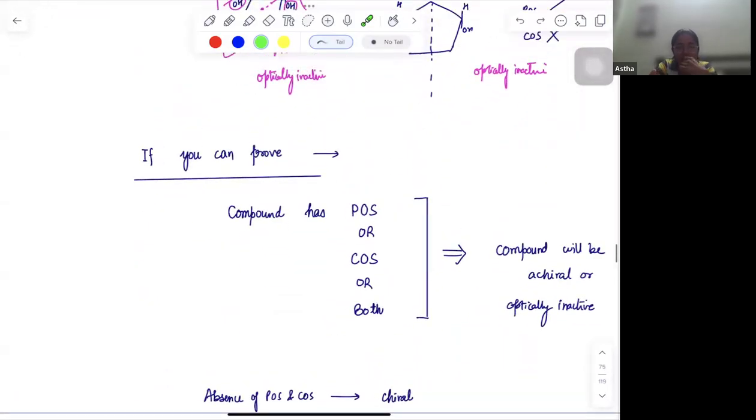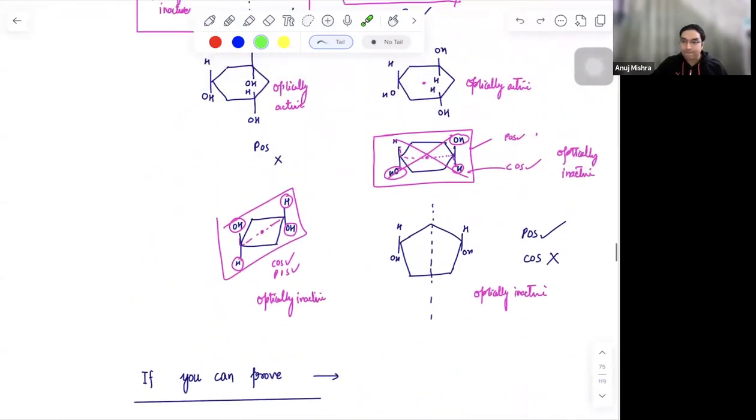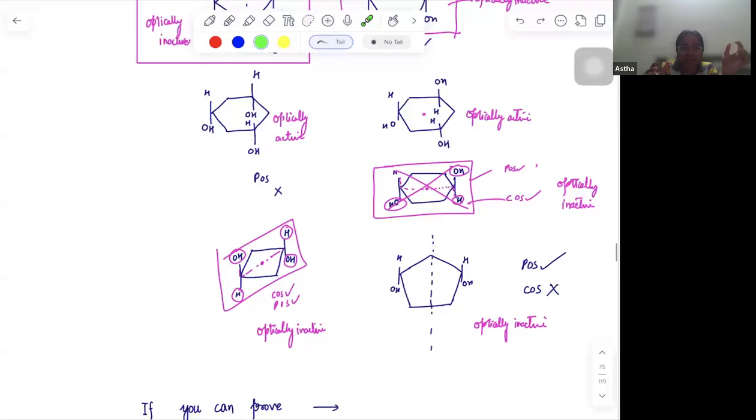Sir, can you scroll up? I had a doubt. Tell me. Sir, in that structure with OH, there are two H and one OH. Is it optically active or inactive?